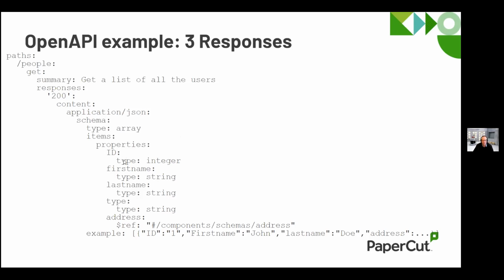And each array entry has an identity, a first name, a last name, an employee type in this case, and it has a reference to a sub-component. So this is a concept called address, which is defined elsewhere. And we provide an example of what you can get back. And we'll see these examples being used later on.